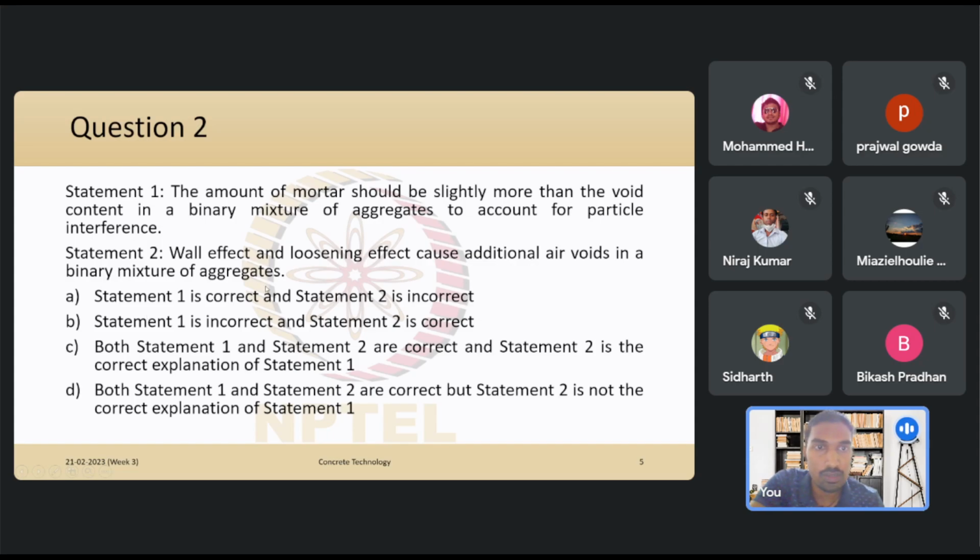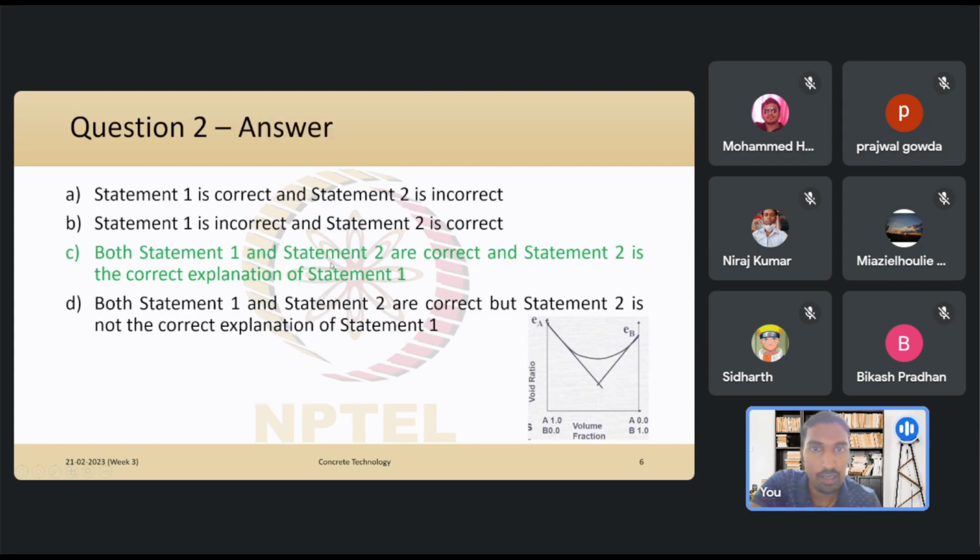So which means that if we did not consider this effect, we would have a certain amount of air voids present, but because of these effects, which come from the particle interference, more air voids are present, right? And that is the reason why we should be adding more mortar. So both the statements are correct, and the reason is also correct for why particle interference is increasing the air voids. It's because of the wall effect and the loosening effect, and therefore option C is the right option.